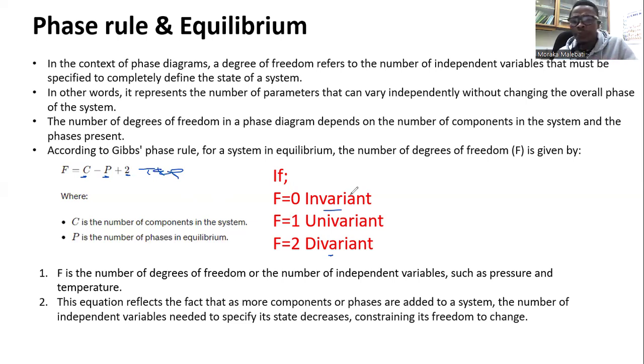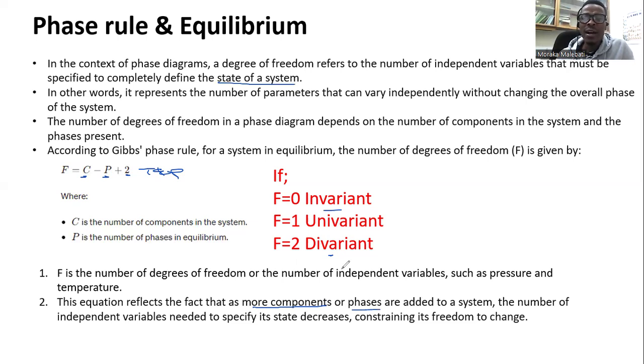Now, remember, we need to define the state of the system. If the degree of freedom is 0, then we say the system does not move. It means we have more components or phases which were added to the system. So the system won't move because we've got more components or more phases.